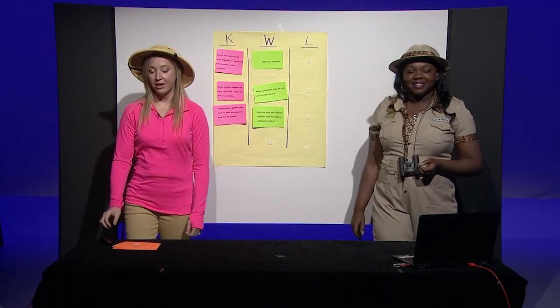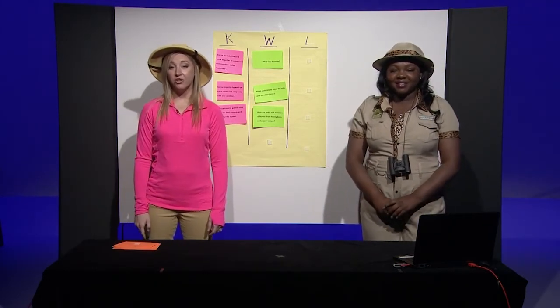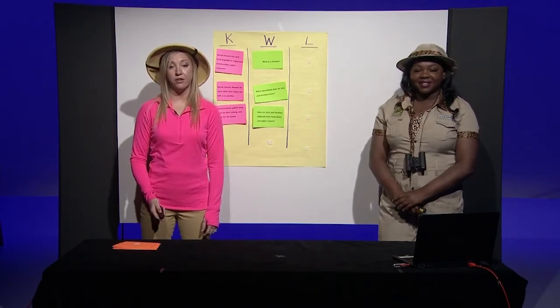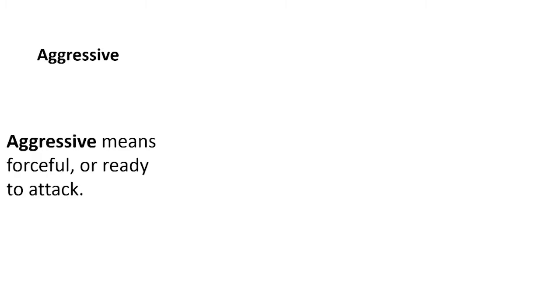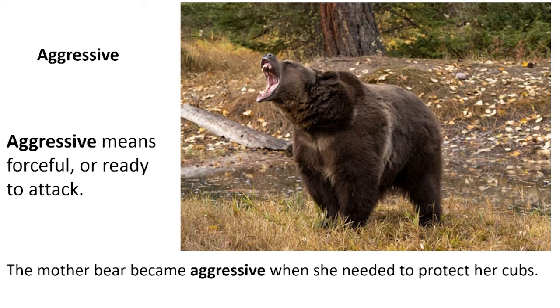Before we begin our read aloud lesson, we're going to review a few vocabulary words. The first vocabulary word we're going to review is aggressive. Say the word with me. Aggressive. This means forceful or ready to attack. Listen to me use it in a sentence. The mother bear became aggressive when she needed to protect her cubs.